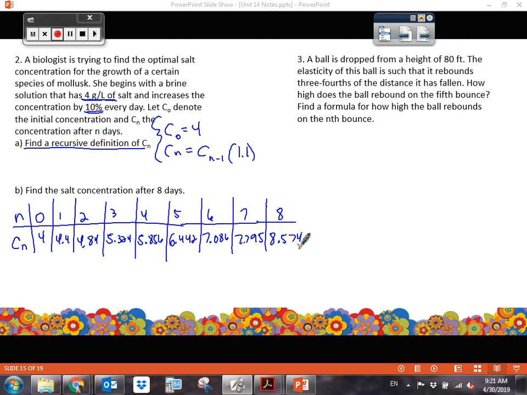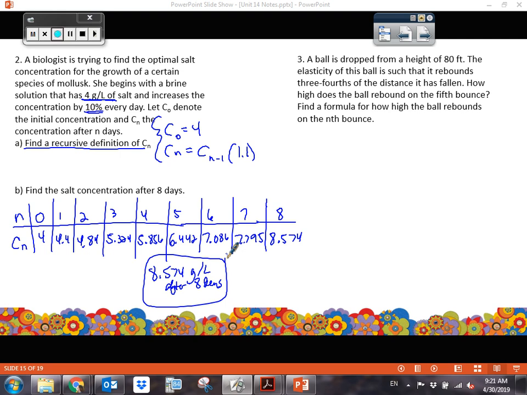So what we have discovered is that the salt concentration after 8 days is 8.574 grams per liter. Okay, and that's just an example using a recursive. Okay, we okay with that?